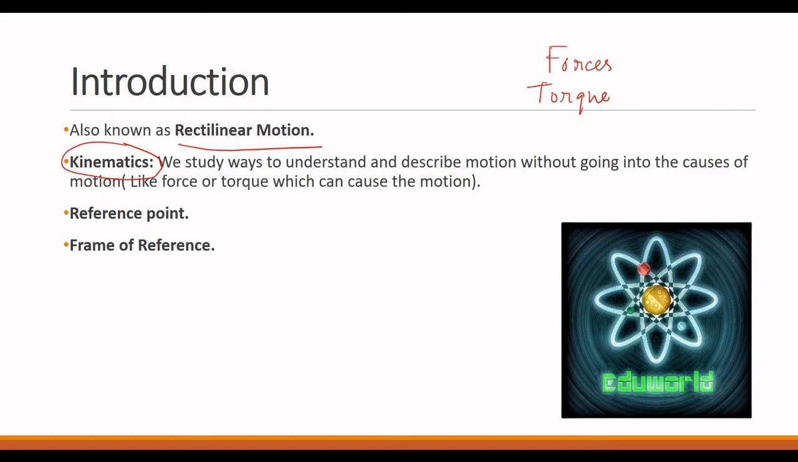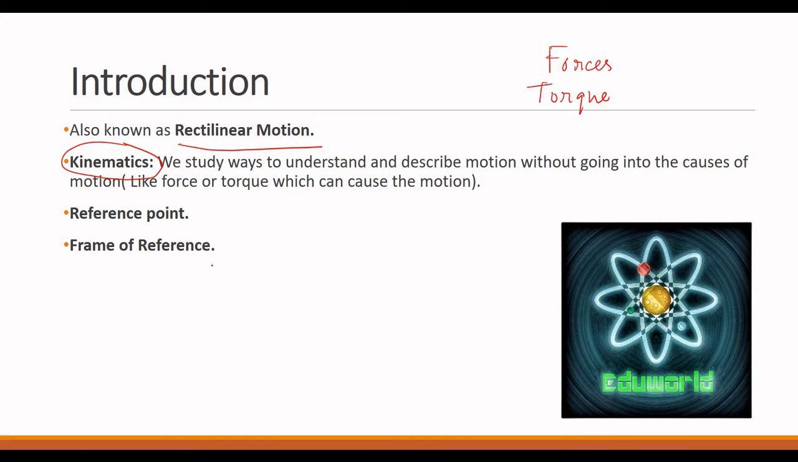Now at this moment the object is moving in this way, and these are some properties of the motion. Then after some time, what will be the properties of motion of that object? All this is about our subject.